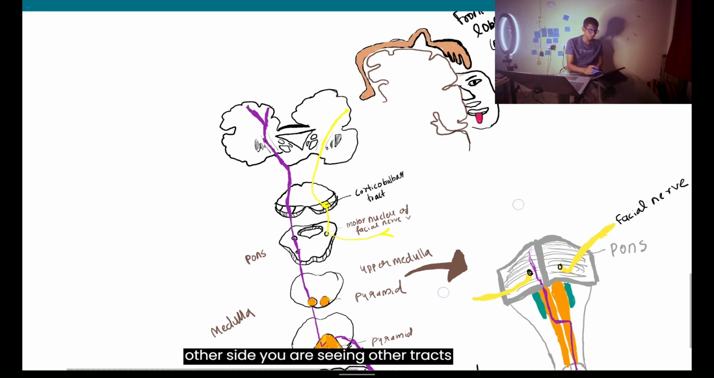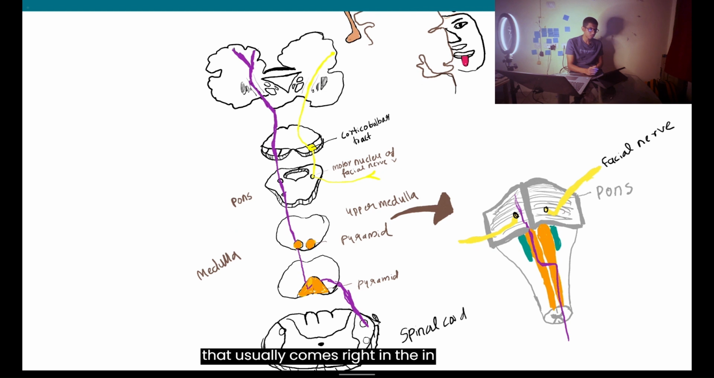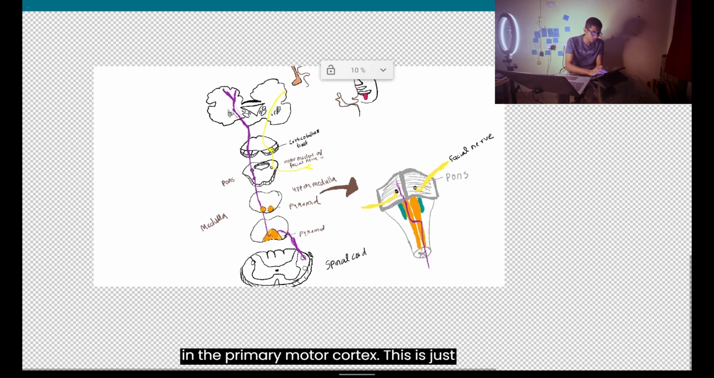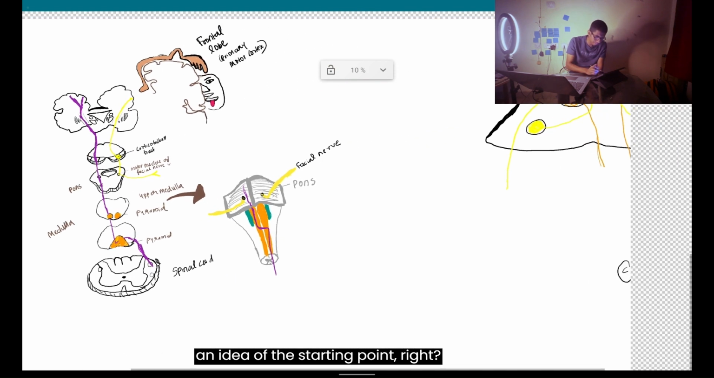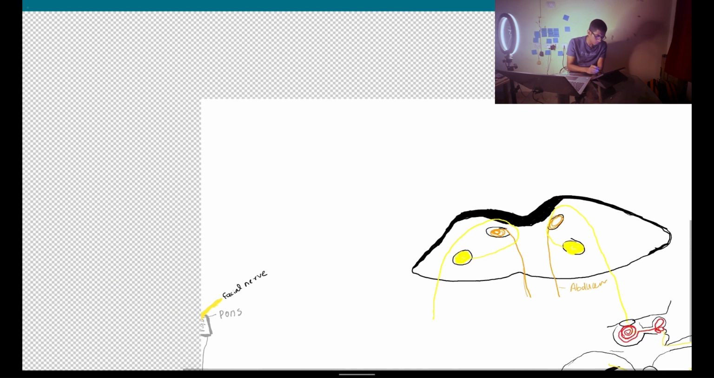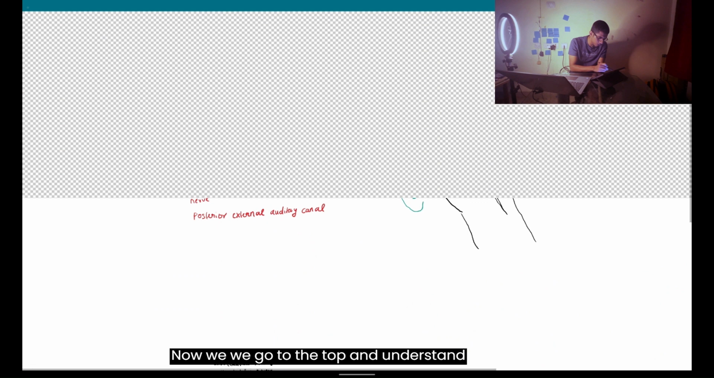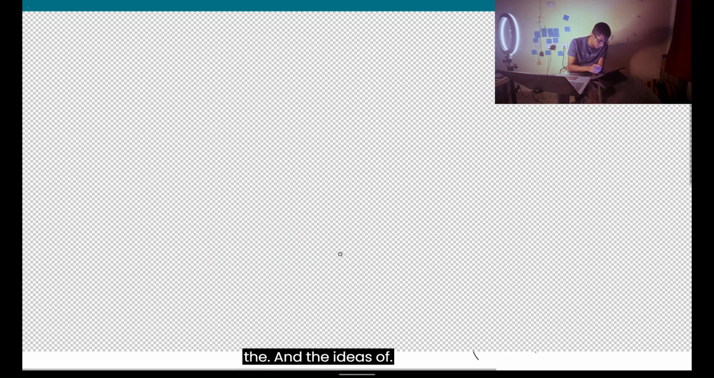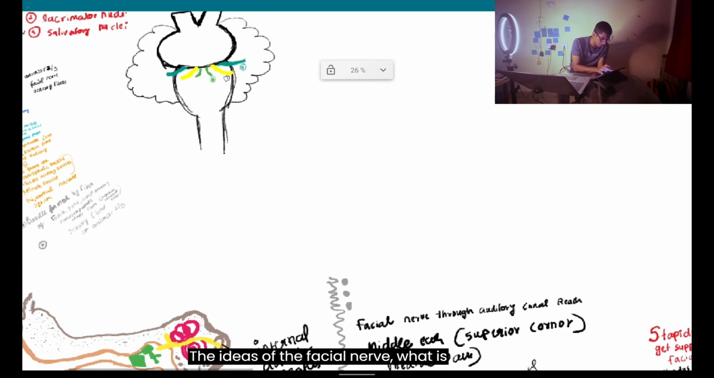And on the other side you are seeing other tracts that usually come, this is the medullary tract. That is the usual tract that goes, but here the facial nerve, supplying the facial muscles for motor movements, comes outside of the pons, and it is from the primary motor cortex in the frontal lobe. This is just an idea of the starting point. Now we will go to the top and understand what is happening with the facial nerve.